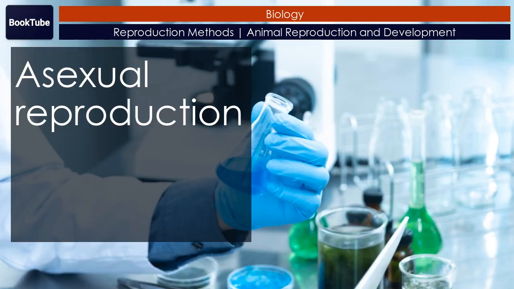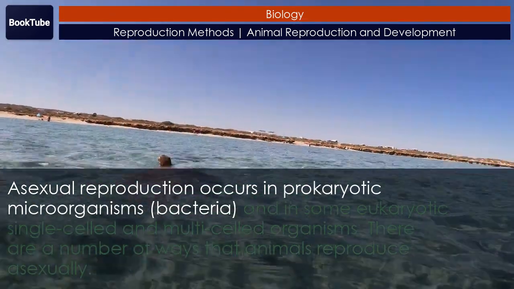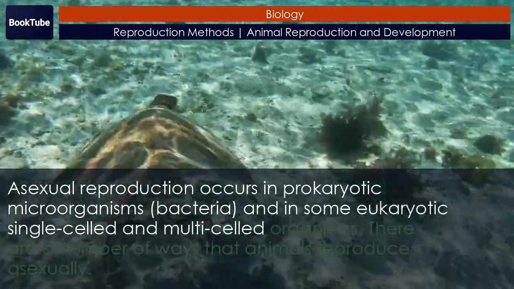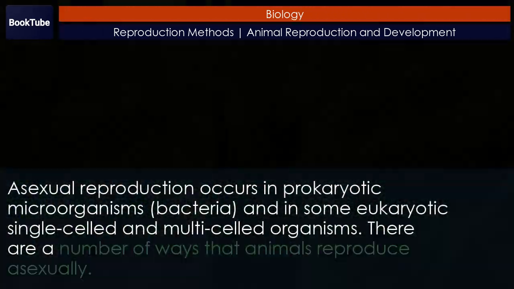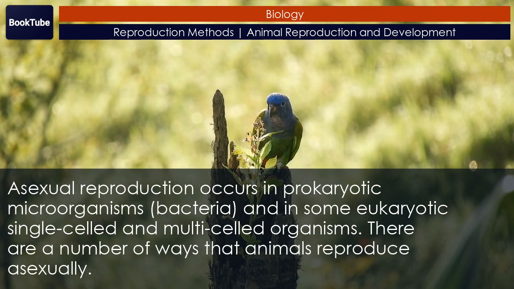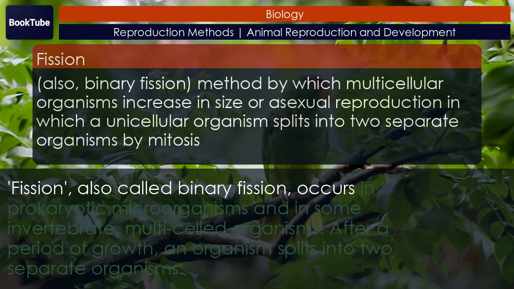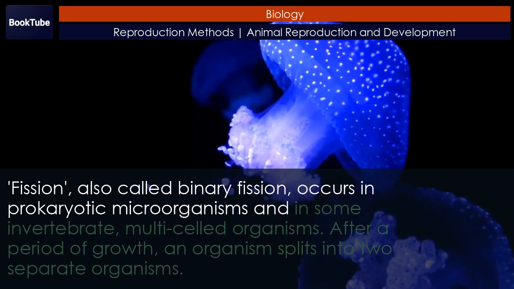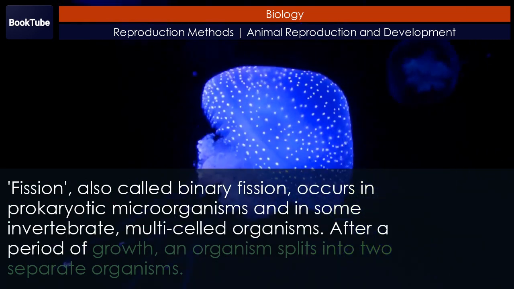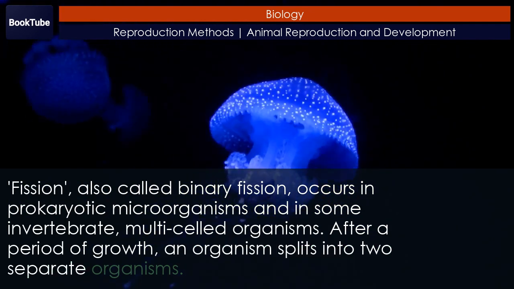Asexual reproduction. Asexual reproduction occurs in prokaryotic microorganisms, bacteria, and in some eukaryotic single-celled and multi-celled organisms. There are a number of ways that animals reproduce asexually. Fission. Fission, also called binary fission, occurs in prokaryotic microorganisms and in some invertebrate, multi-celled organisms. After a period of growth, an organism splits into two separate organisms.